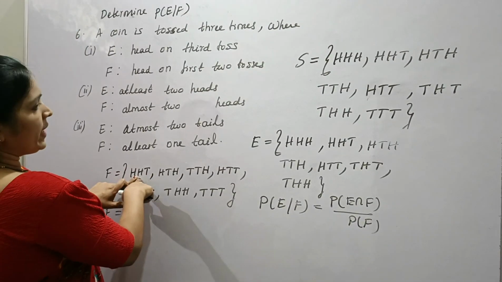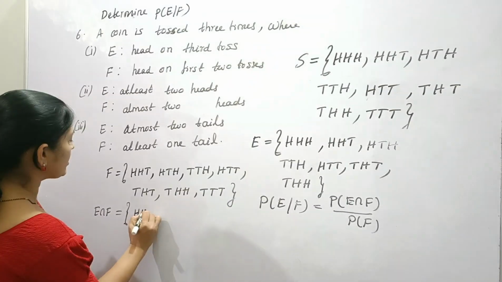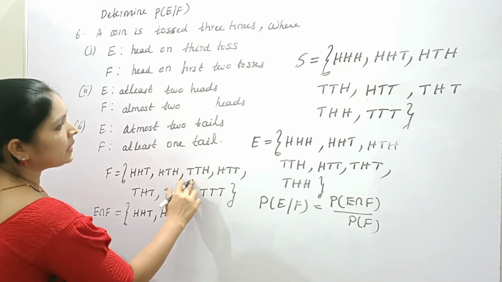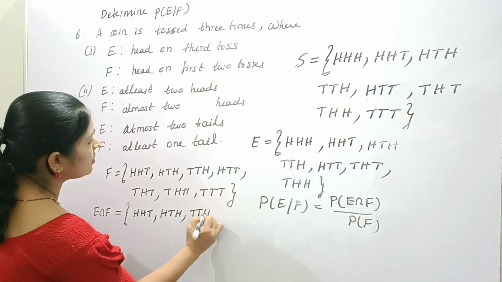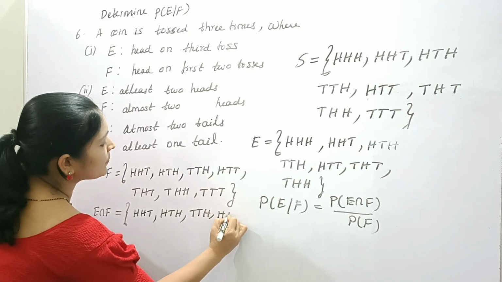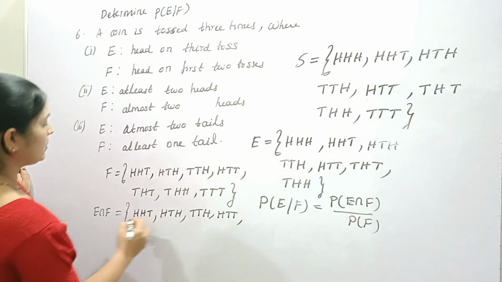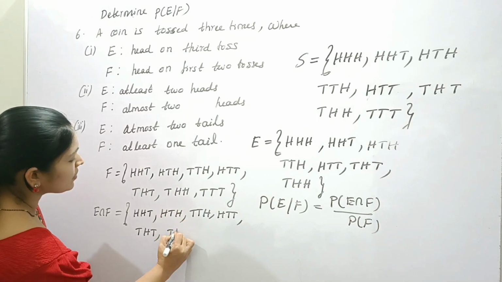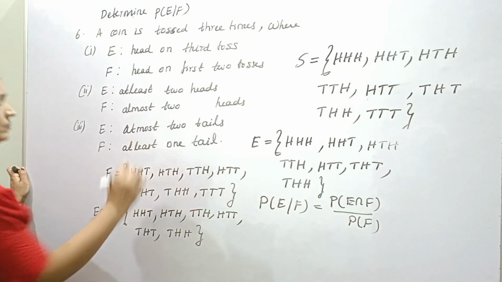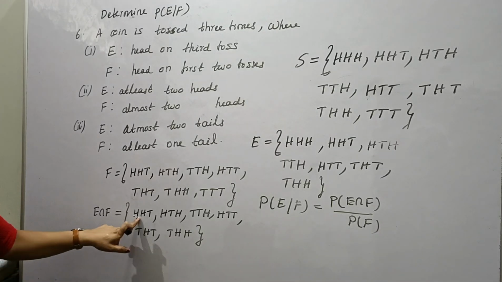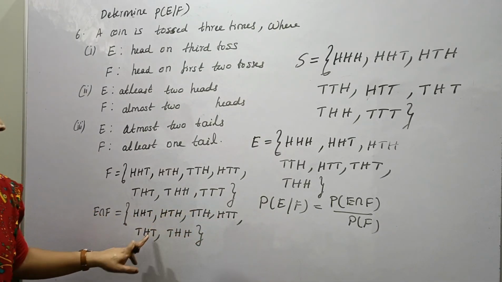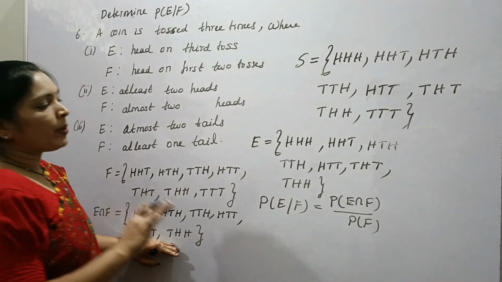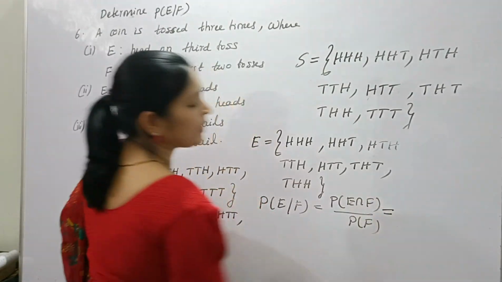See here, HHT, then HTH, TTH, HTT, THT, THH. That's all, right? How many elements are here? 1, 2, 3, 4, 5, 6. Okay, 6 elements. So what is the probability of E intersection F?